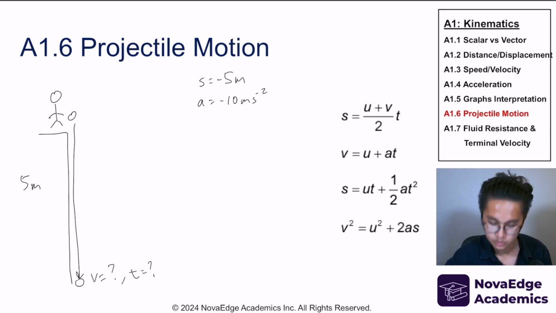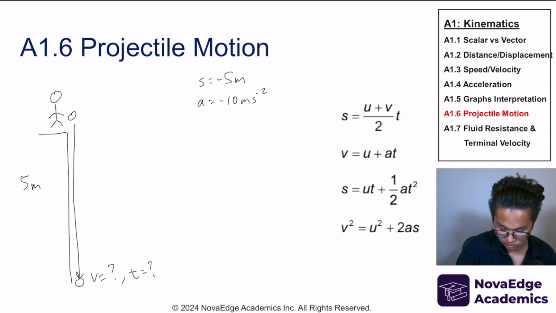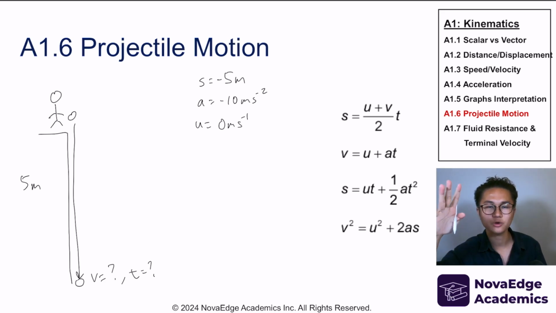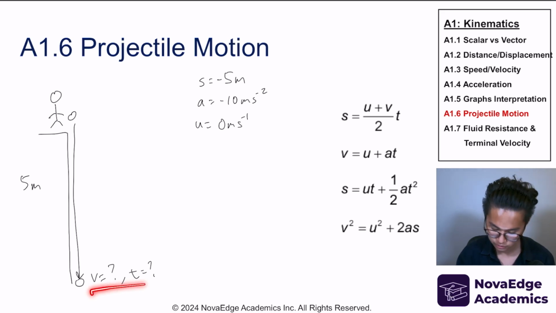And I also know one more thing, and that is the initial velocity. How do I know the initial velocity of the object? Well, I know it's 0 because I'm just letting it go. So I start from 0 meters per second and it's accelerating as it goes down. So we know 3 things, we don't know 2 things.